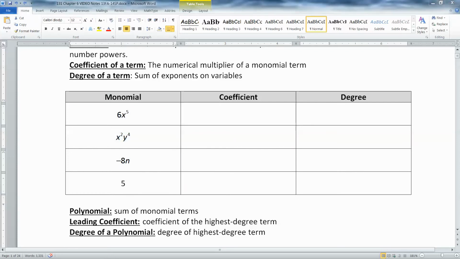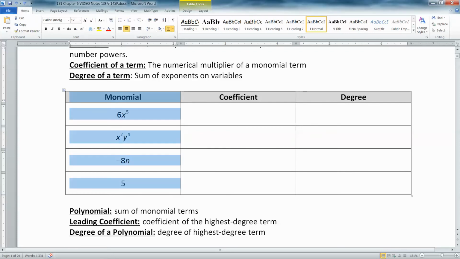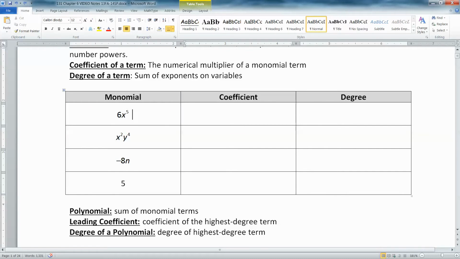Now each one of these has a coefficient and a degree. Let's start off with the first one. So we have 6x to the 5th. The coefficient is the numerical multiplier, which is 6. The degree, it's kind of obvious, it's the exponent of 5.